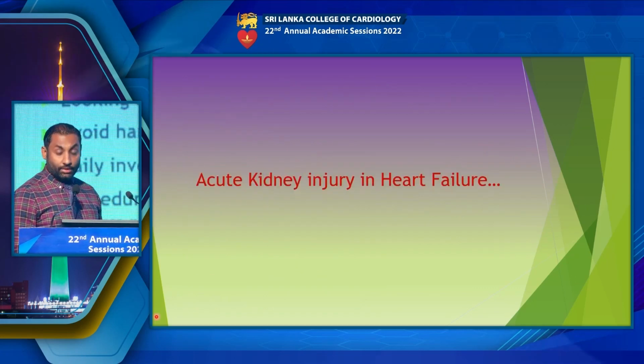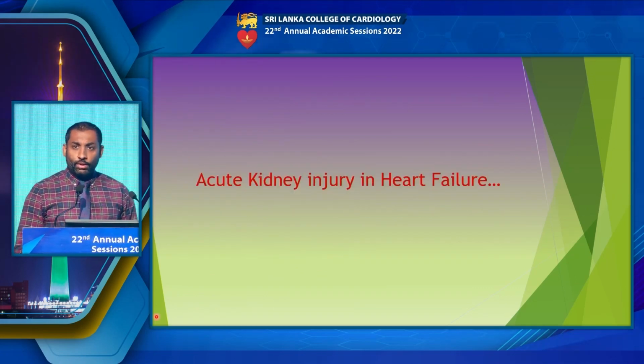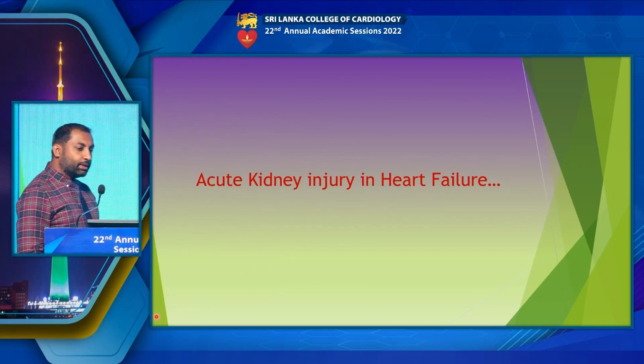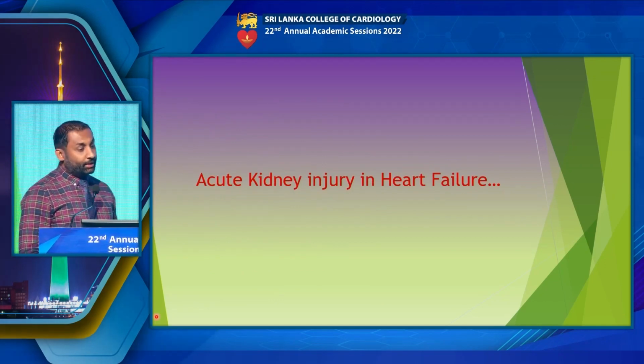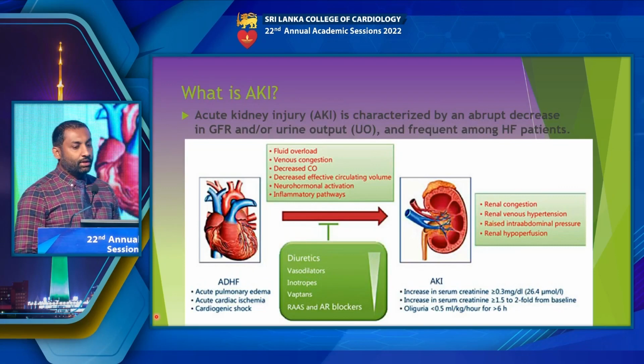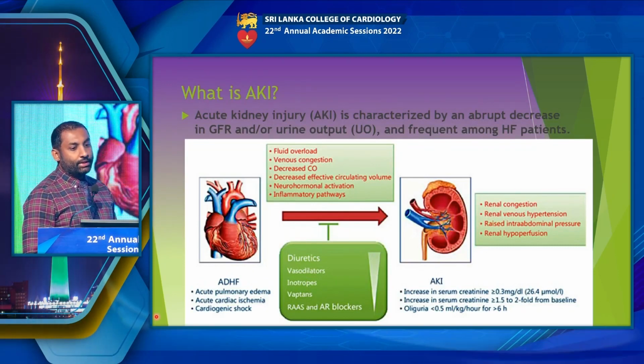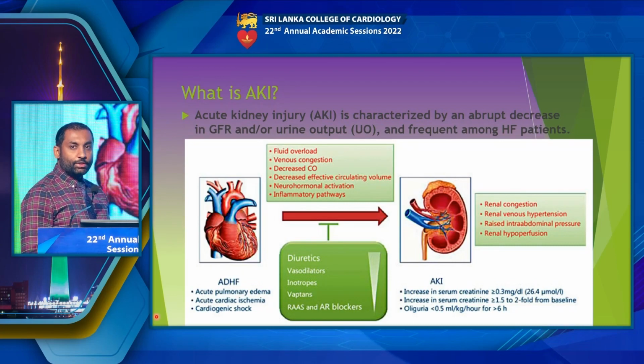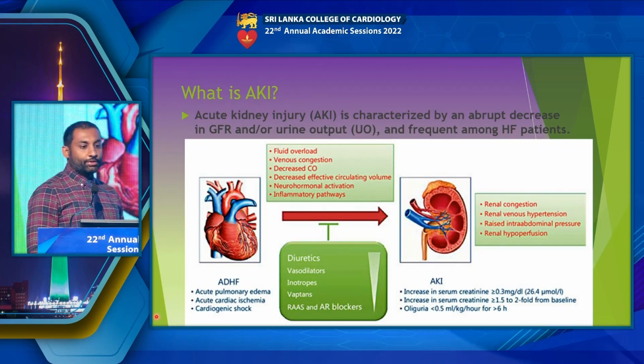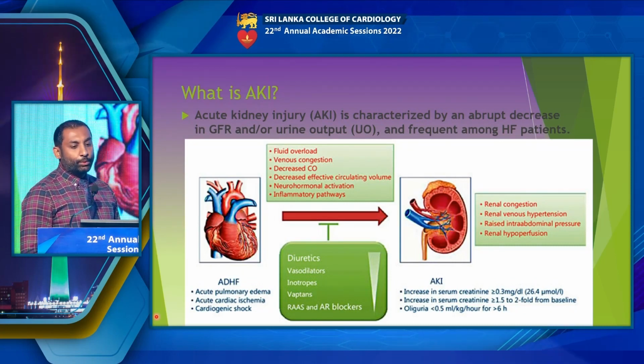Well, now we'll move into the second topic, acute kidney injury in heart failure, or maybe chronic kidney injury in heart failure. So what is acute kidney injury? Acute kidney injury is basically defined by an abrupt decrease in renal function, which is measured by GFR, the glomerular filtration rate, or reduced urine output, and it is frequent among patients with heart failure, either acute or chronic.